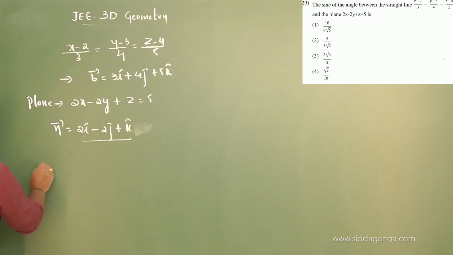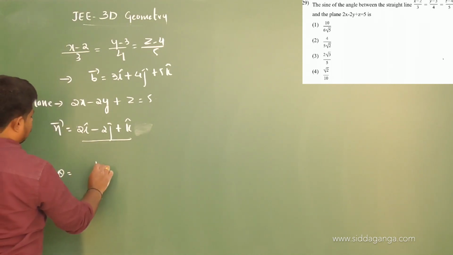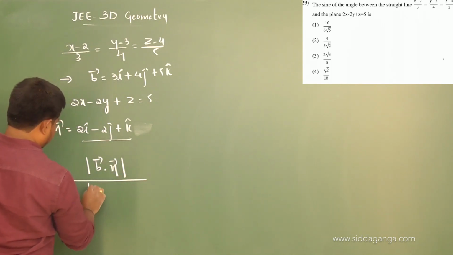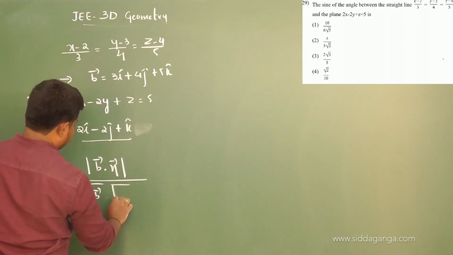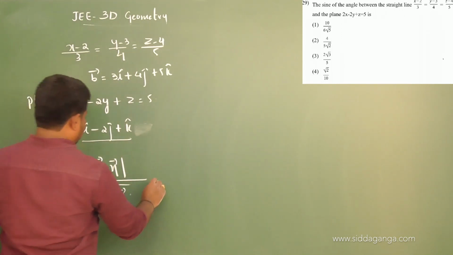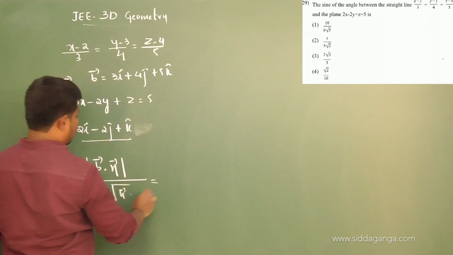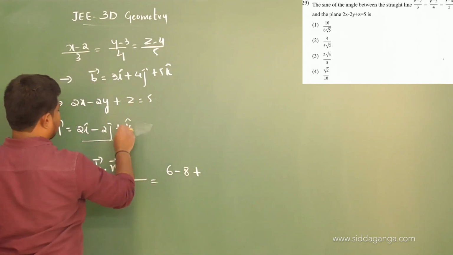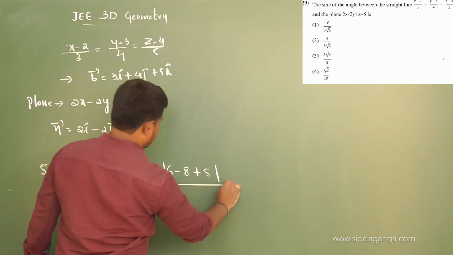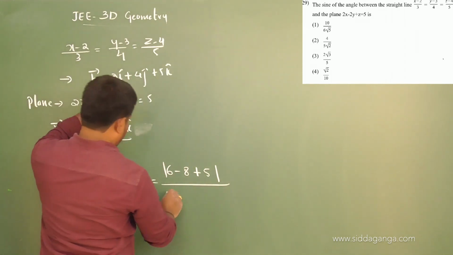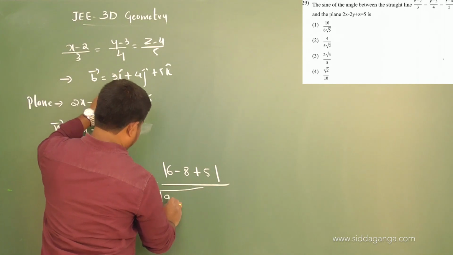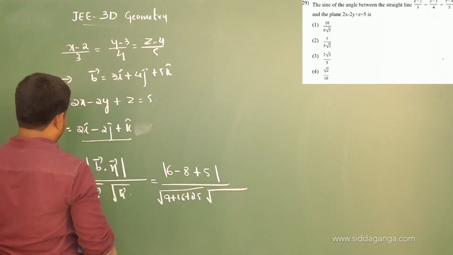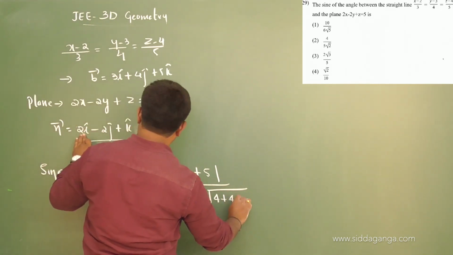So your required angle is sine theta is equal to magnitude of b dot n whole divided by root of b into root of n. This gives the dot product of these two: 2 into 3, 4 into minus 2, 5 into 1, whole divided by root of 3 square plus 4 square plus 5 square into root of 2 square plus minus 2 square plus 1.